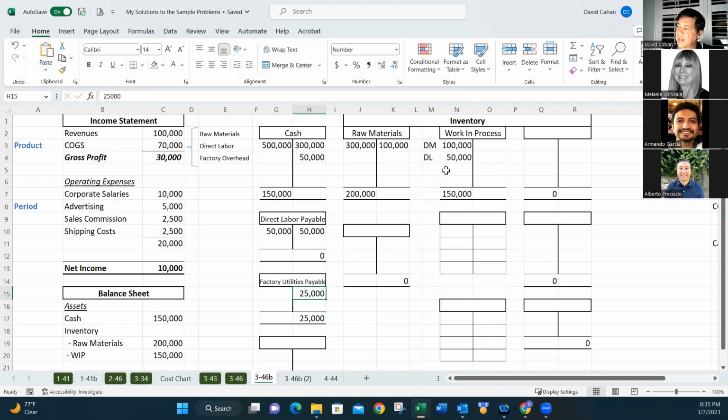So 25,000. Again, we are not going to expense this. We're going to accumulate it as part of inventory. What's the technical word that we use when a cost is put into the balance sheet as part of an asset? Anybody know? Starts with a C. Capitalization. Yeah, capitalization. Very good, Armando. We're going to capitalize the cost.